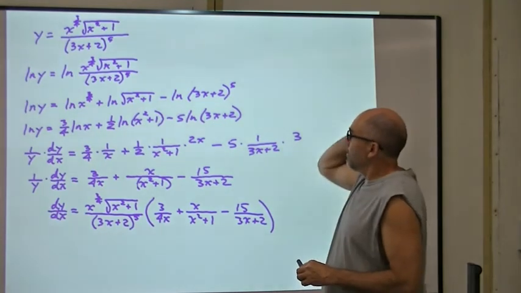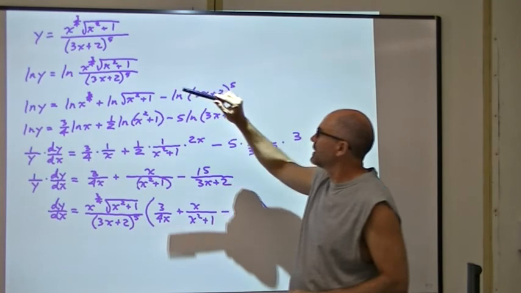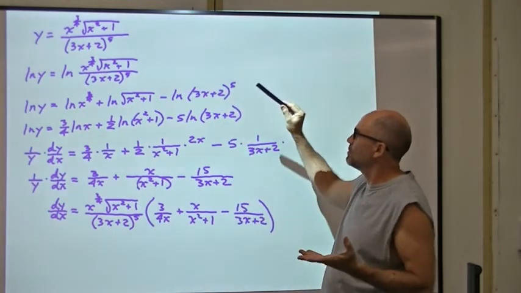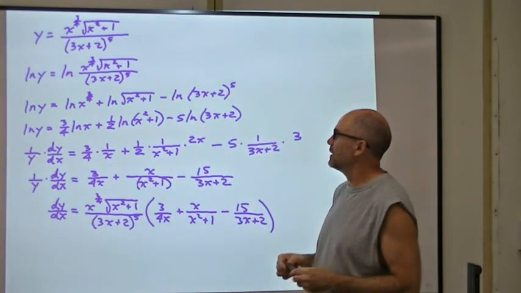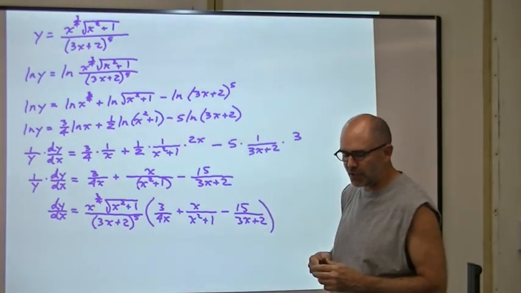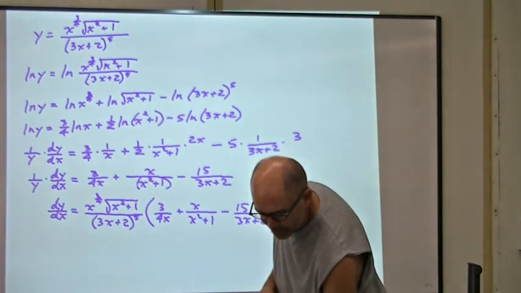So basically it makes a lot more sense to take the natural log of both sides when you have a huge mess like that. Then you can split it up into bite-sized chunks and it's a lot easier to take the derivative of each bite-sized chunk. That's it. Have fun with these.